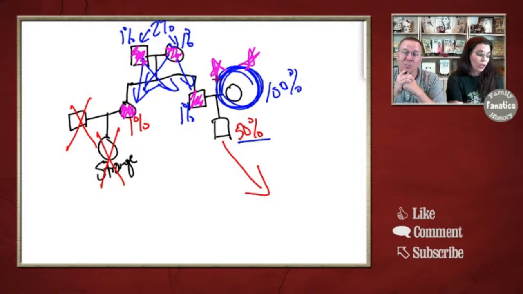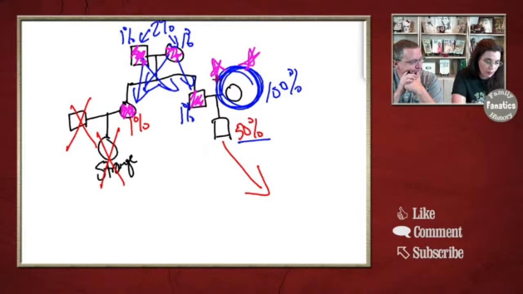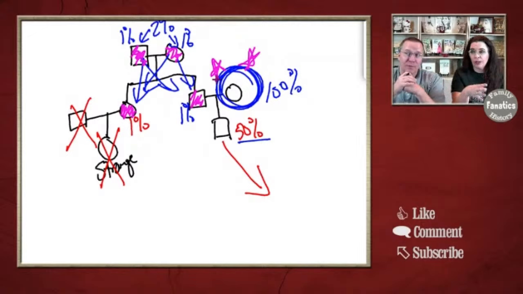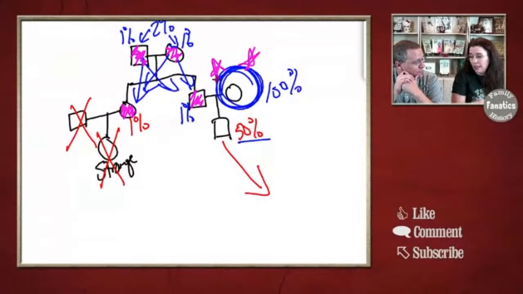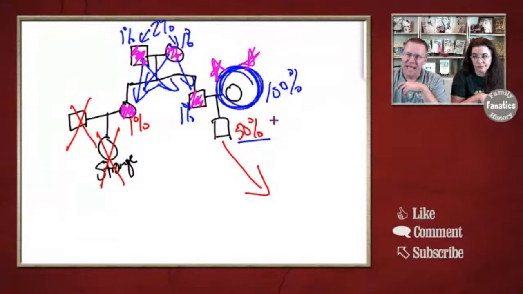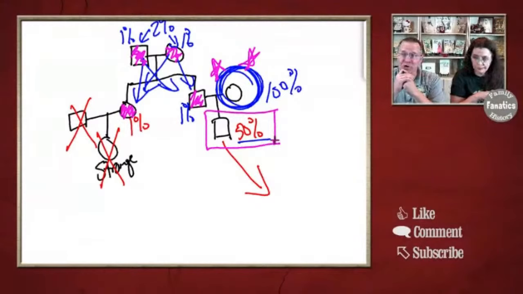My other question was, and this is a point Ascertain was bringing up, that much of West Africa was once ruled by the French and Nigeria was once under British rule. So it's possible that there were different kinds of intermixing, even if somebody's from the same location, and that could throw off the ethnicity percentage. My other question is, could it also be that the reference database doesn't have that much Nigerian DNA? That is the other possibility here. Because if the reference database happens to match this person much better, then they're going to report a much higher percentage of Nigerian.